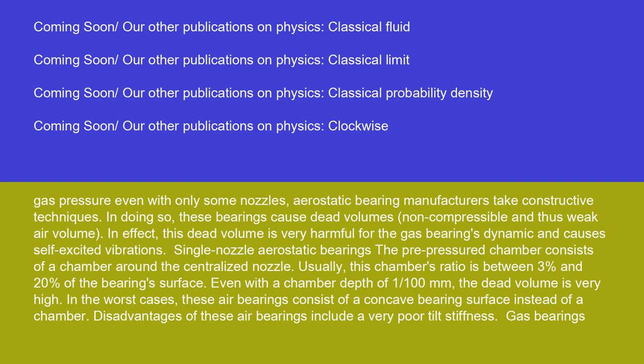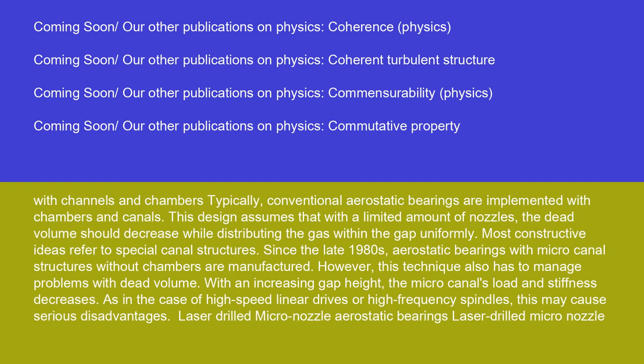In the worst cases, these air bearings consist of a concave bearing surface instead of a chamber. Disadvantages of these air bearings include a very poor tilt stiffness. Gas bearings with channels and chambers: typically, conventional aerostatic bearings are implemented with chambers and canals.